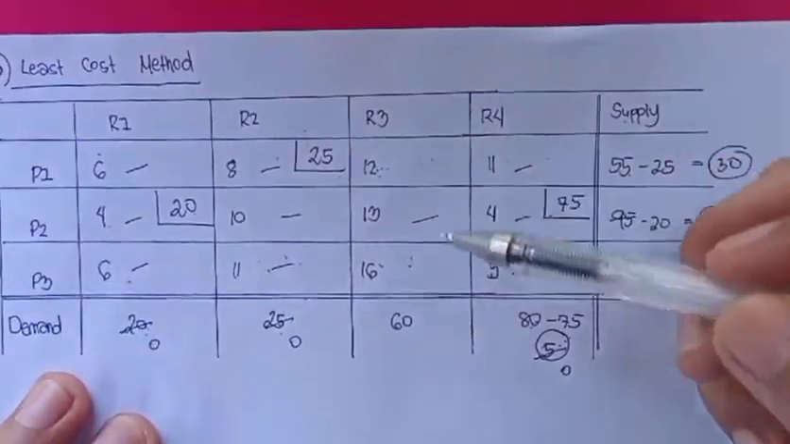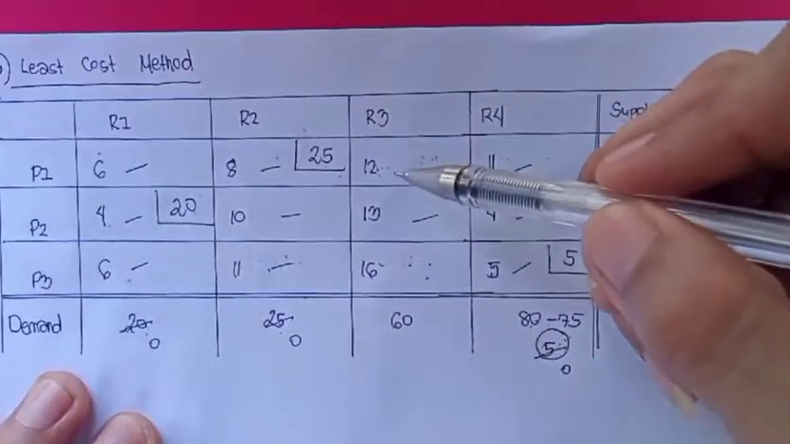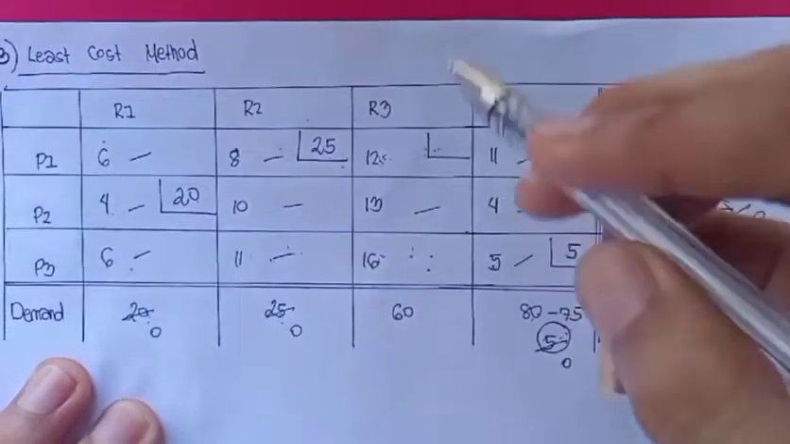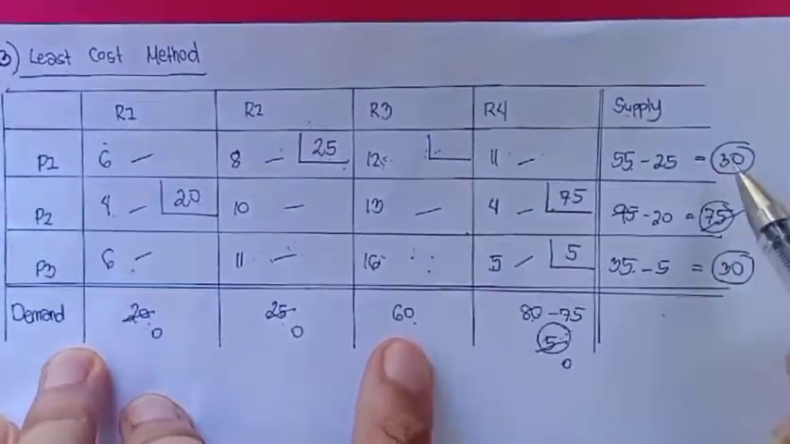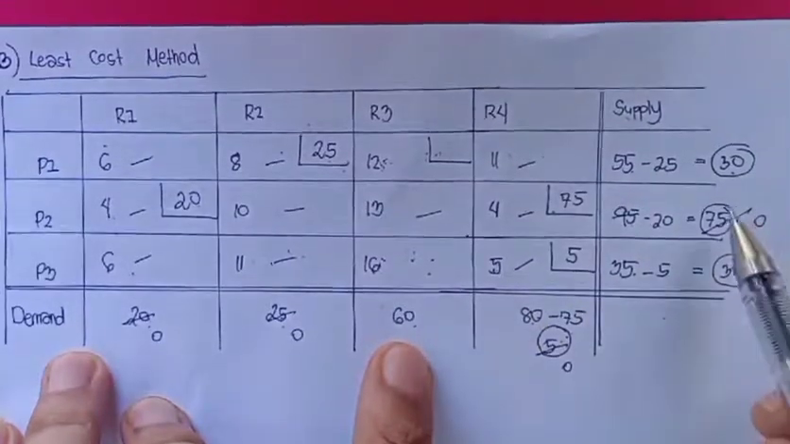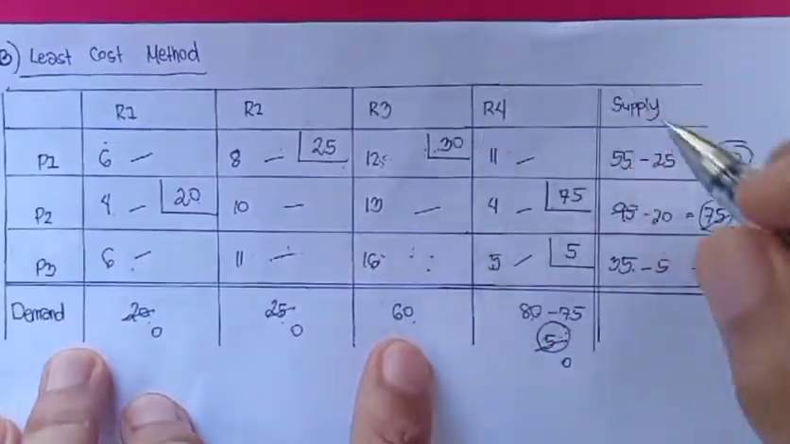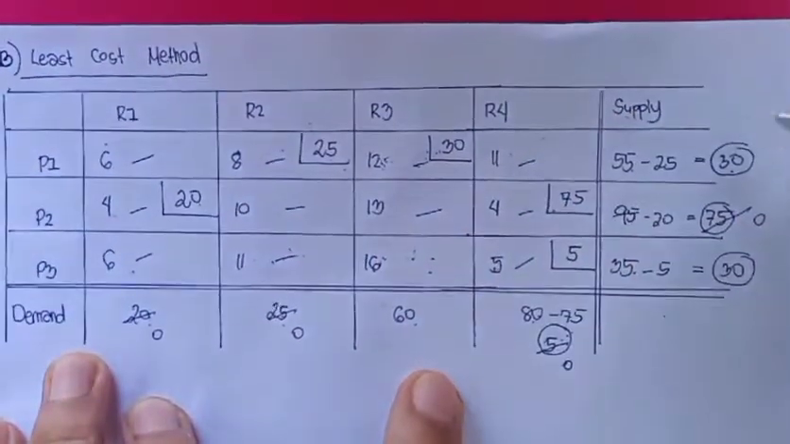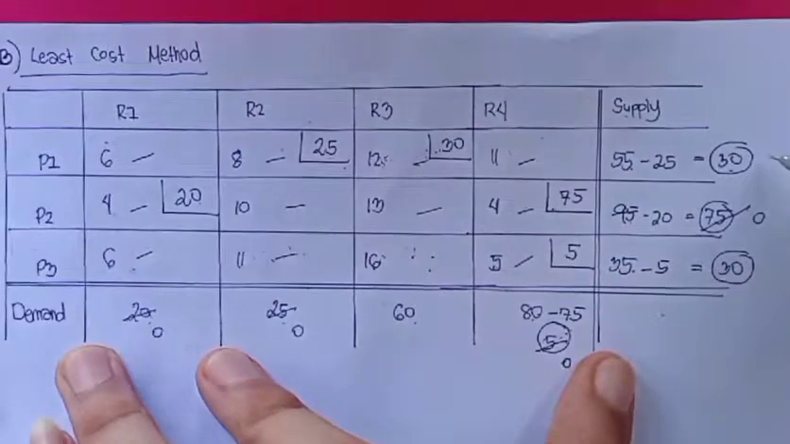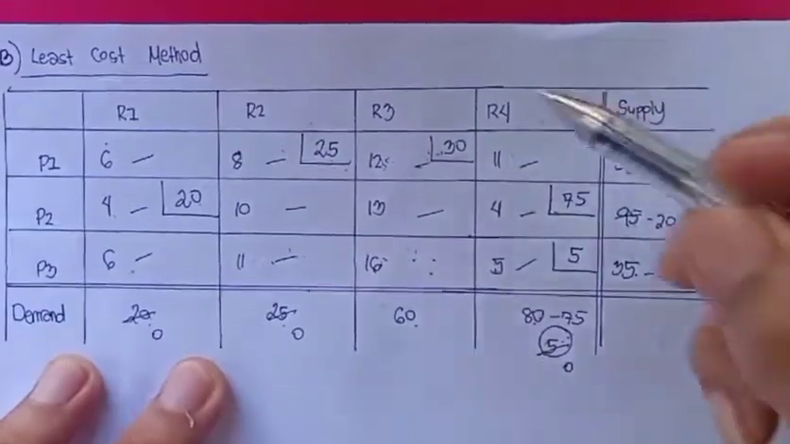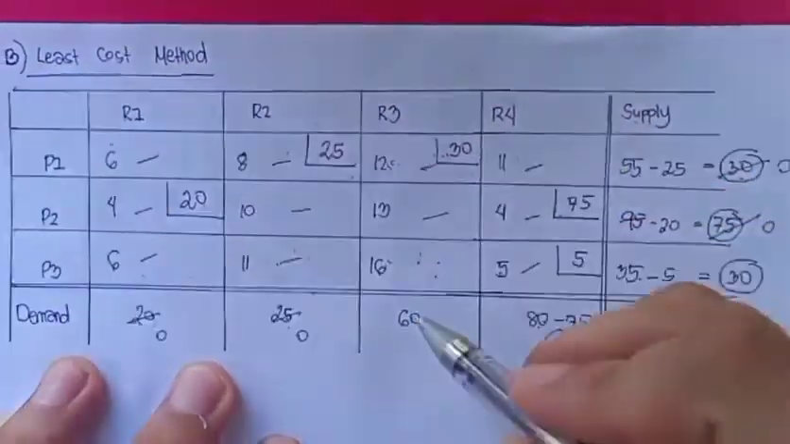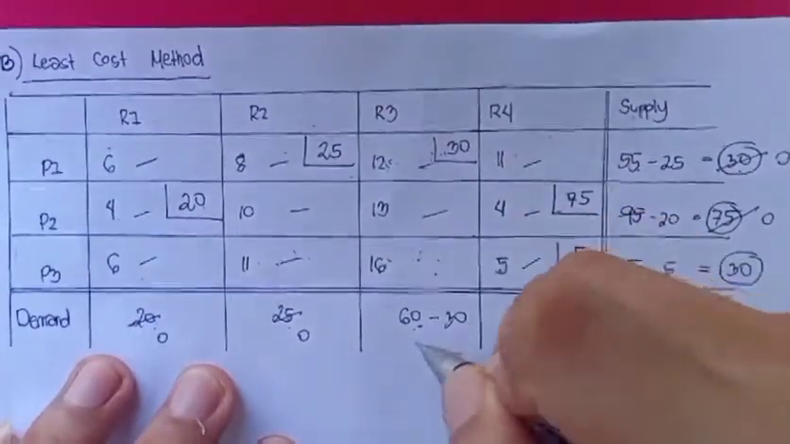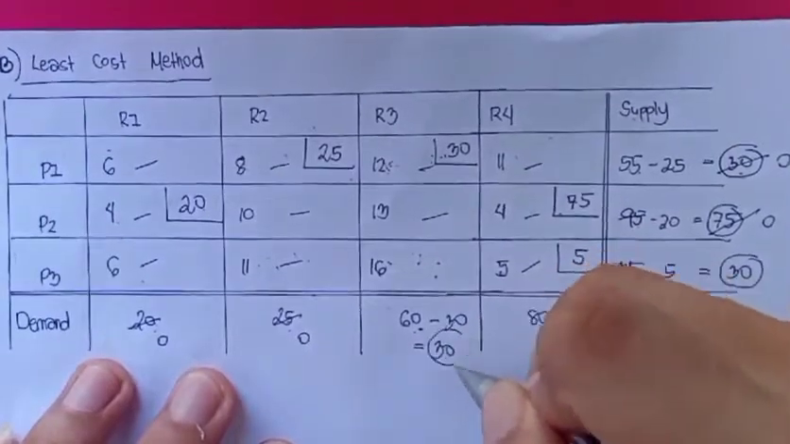Here we only have 2 cells. The minimum transportation cost of 12 and 16 is 12. So in this cell, the demand is 60 and the supply is 30. So the minimum is 30. So we will allocate 30 here in P1R3. And in this row, the supply is met, and this is 0. And we will deduct 30 in this column. So the remaining demand is 30.